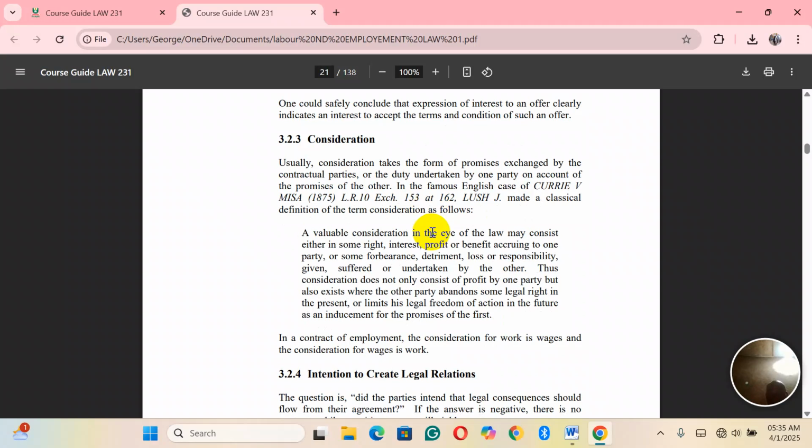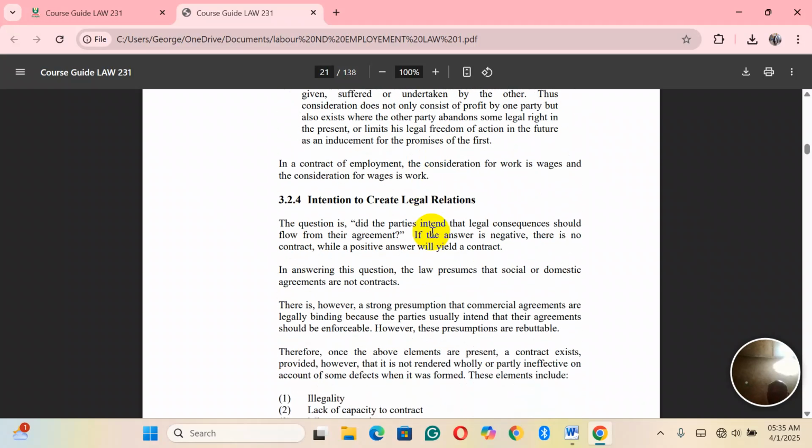Then there must be an intention to create a legal relationship. The intention we're talking about is that the parties intend that legal consequences should flow from their agreement. If the answer is negative, there's no contract. If there's no intention, the contract remains void and it cannot work.